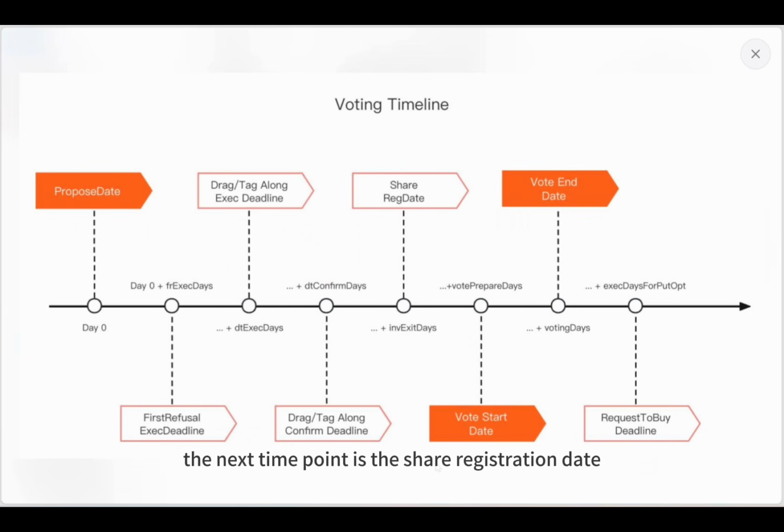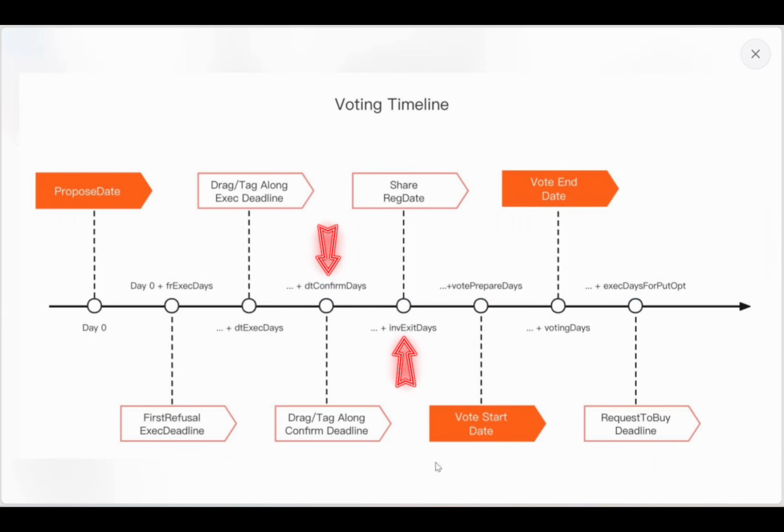The next time point is the share registration date. This point is extremely important. Only those who hold shares in the company as of this date have the corresponding voting rights. For example, if a shareholder transferred their shares to a third party before the share registration date, it is the third party transferee, not the original shareholder, who has the right to vote. The period between the drag-along-tag-along confirmation deadline and the share registration date is defined as the investment exit period. During this window, shareholders have the opportunity to transfer their shares and exit their investment in the target company.